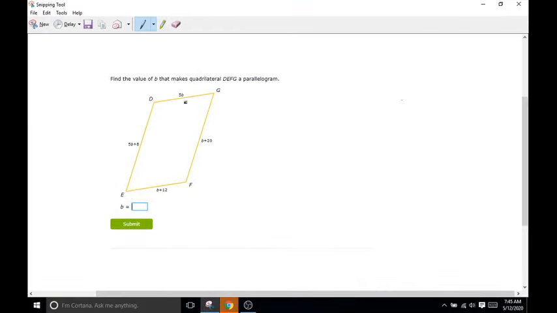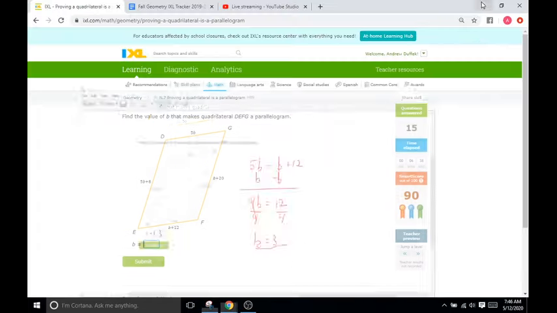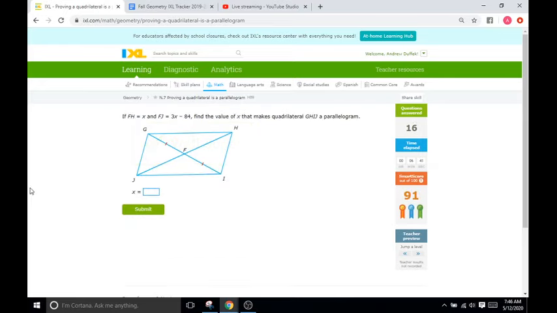Again, we know the opposite sides have to be the same, so we'll do 5b equals b plus 12. We'll combine like terms, subtracting b from both sides, so we're left with 4b equals 12. Divide both sides by 4, and we have b equals 3. So b equals 3, and that's it. You could have done the other two sides as well, set them equal to each other, it doesn't matter. So that's where I'm going to end the video.